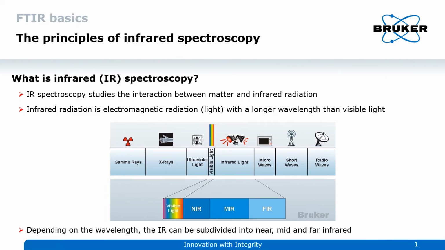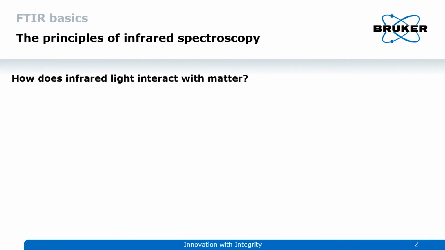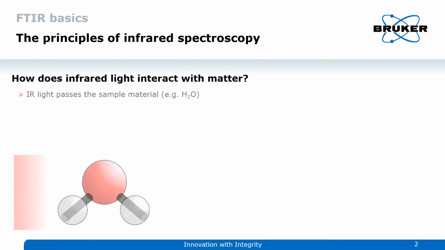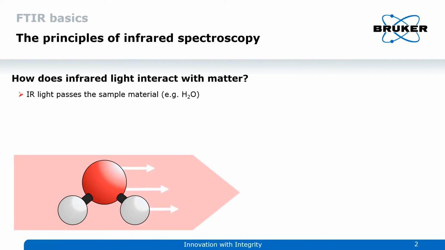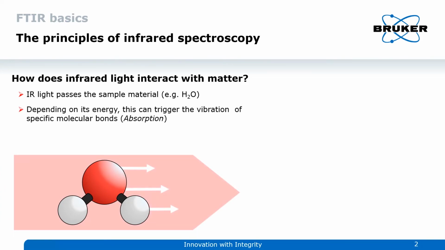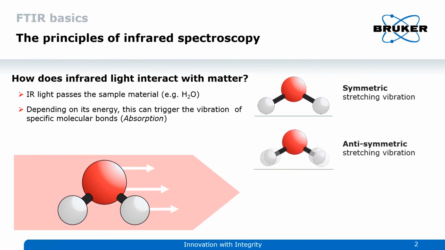As mentioned before, infrared light interacts with matter. But how exactly? Well, first infrared light passes the sample, in our case an exemplary water molecule. Depending on the energy levels, this light can trigger vibration in specific molecular bonds. This is called absorption. There are different kinds of vibrations, but the most prominent are the symmetric stretching vibration, the anti-symmetric stretching vibration, and the deformation vibration. Others are rocking, wagging, and twisting vibrations.